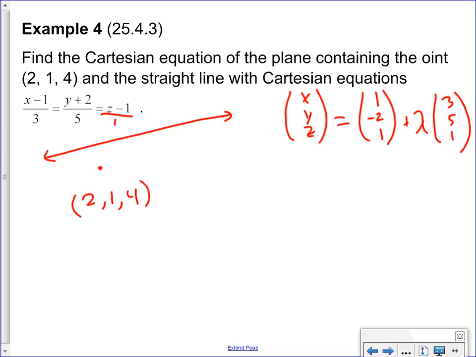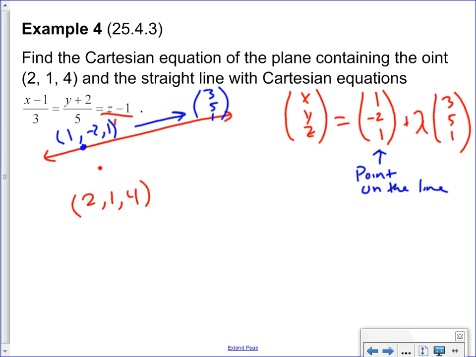So there's a point on the line right here that is 1, -2, 1. And the direction of this line is 3, 5, 1. True? Okay.